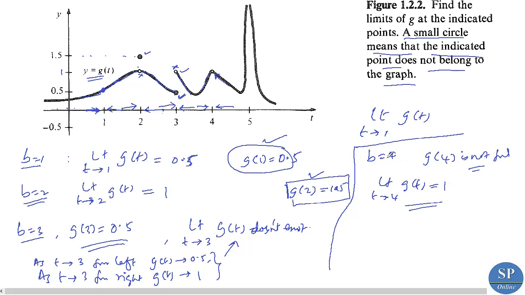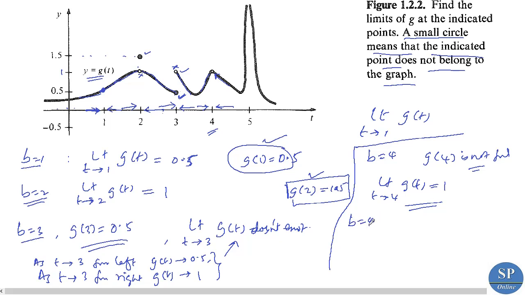From this case, we can see that the function is not defined at the point 4, but the limit exists at that point. Even though the function is not defined at the point, the limit may exist at the same point. Okay, so that is the case 4.